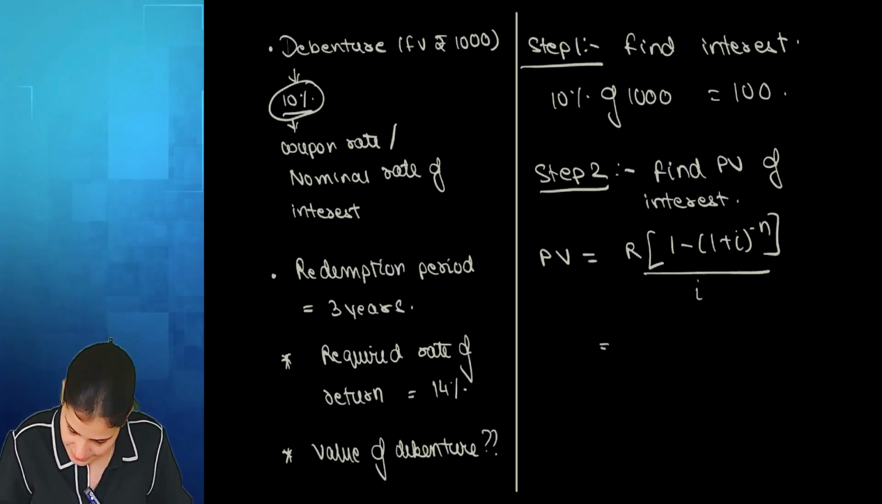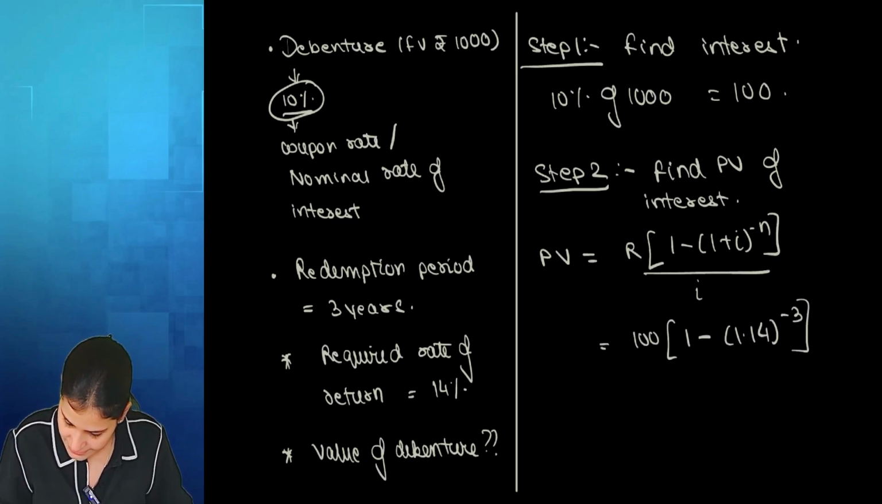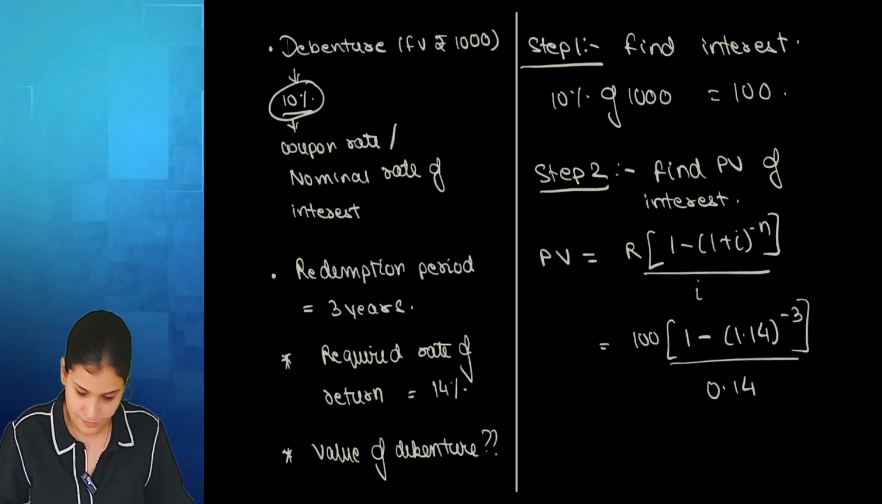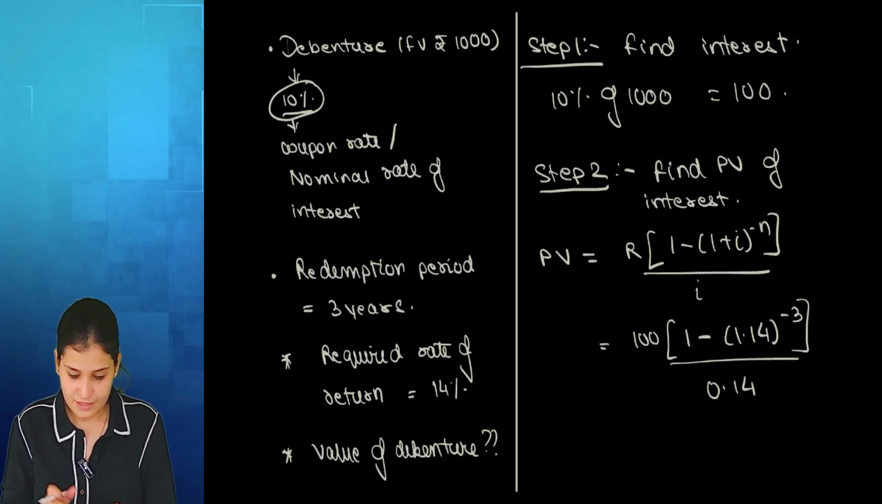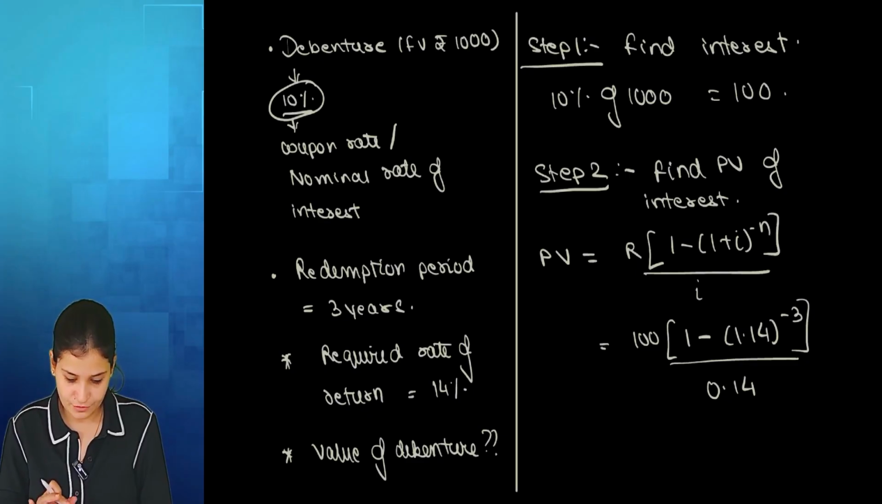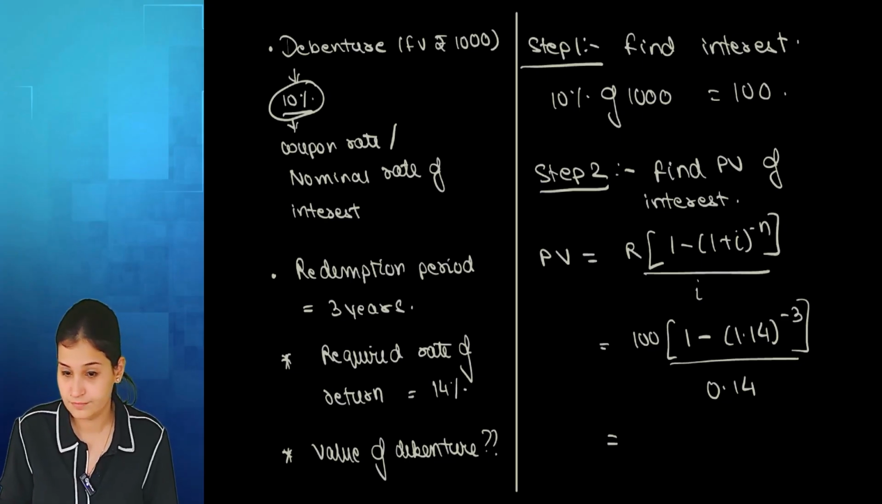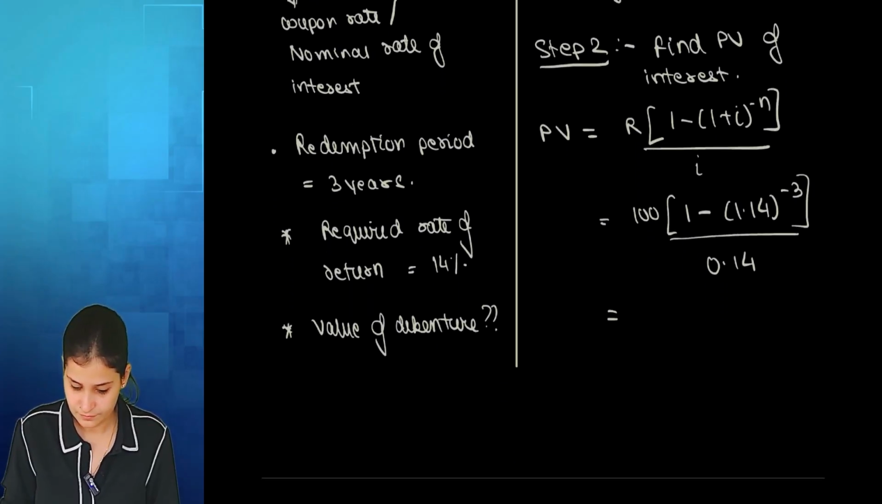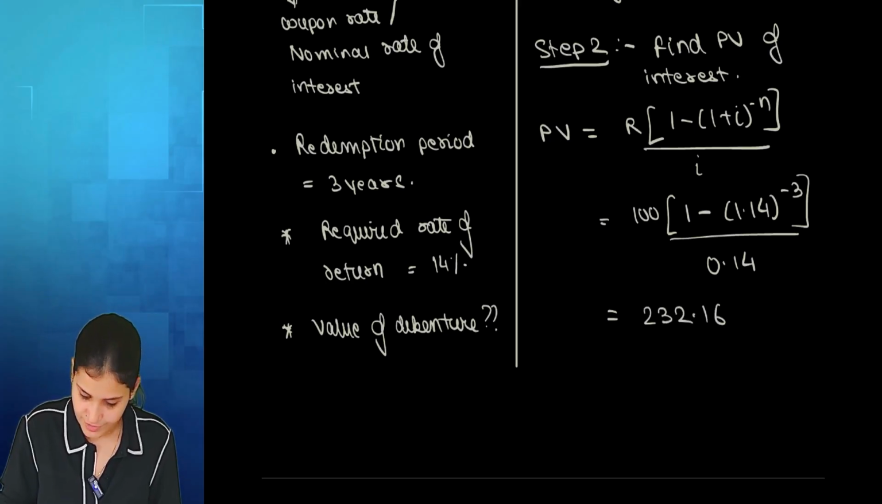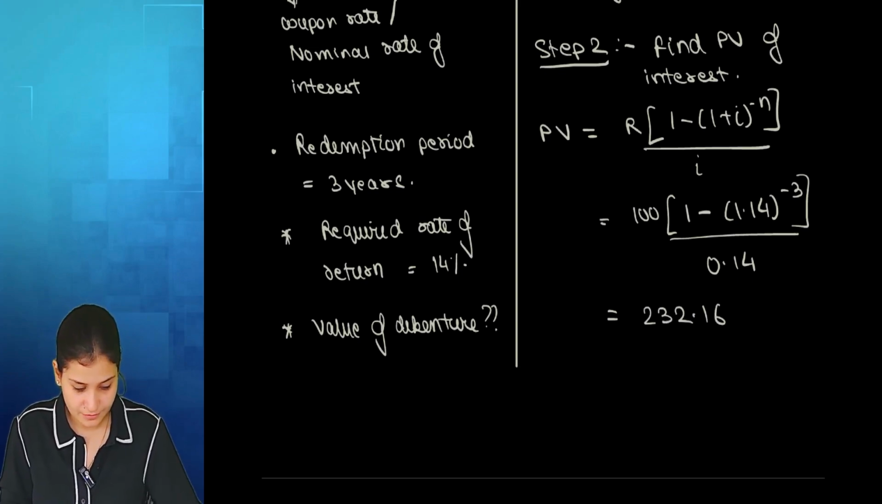So in this case, our 100 rupees, 1 minus (1 plus I) power minus n, I is 0.14, 3 years. Calculate: 1 divided by 1.14 to the power 3, sign change, add 1, divide by 0.14, multiply by 100. How much is the answer? 232.16. 232.1632. Yes. Any problem till here?